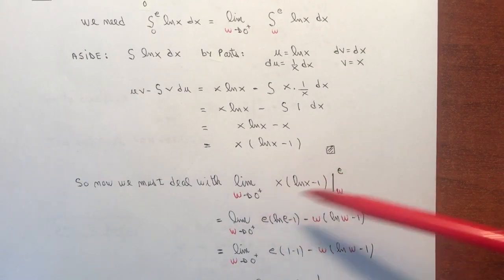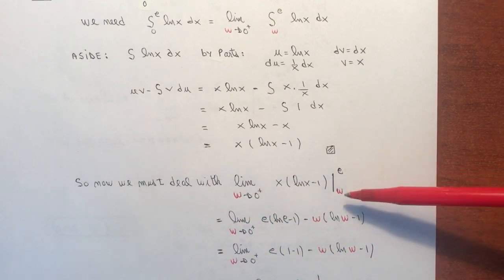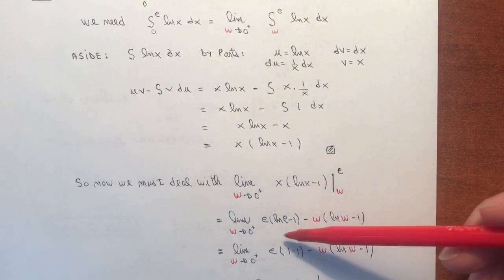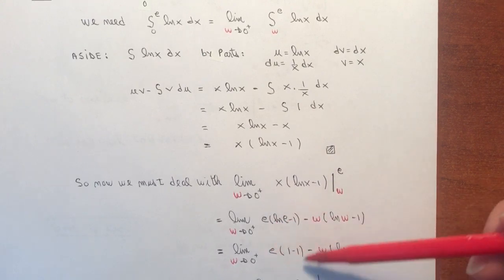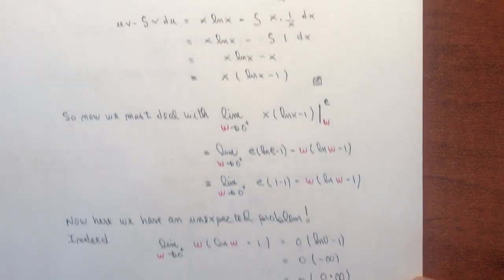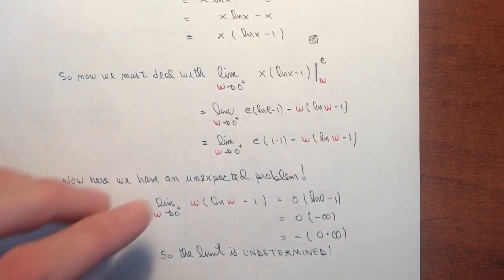So here we go, back to the limit with the bounds. w goes to 0 plus, bounds up e, down w, plug in your e, plug in your w. Nothing much happens in the first half because ln of e is 1 and 1 minus 1 is 0. But the second half is most interesting. Why is that? A bit of an unexpected problem, because as we replace w with 0, we get 0 times the ln of 0 minus 1, and the ln of 0 is minus infinity. So that's really 0 times infinity, and that means it's not undefined, it's actually indeterminate.